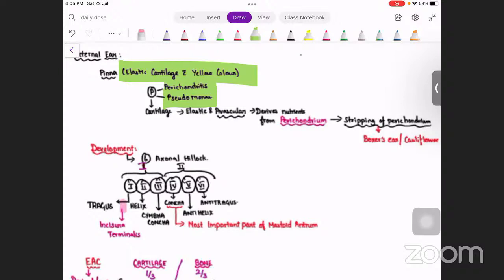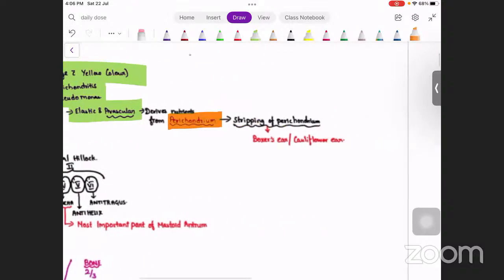Okay. And what type of cartilage is this pinna? As we said, it is an elastic and avascular cartilage, and it derives most of its nutrients from the perichondrium, people. And stripping of the perichondrium is seen in boxer's ear or cauliflower ear.